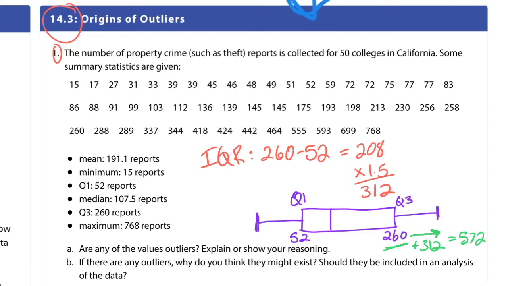So any values that are over 572 are going to be outliers. And I can see in my data that there's going to be 3 of them. Now we haven't talked about this yet, but there can also be outliers on the low end.